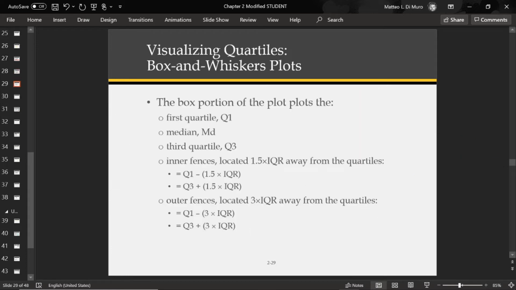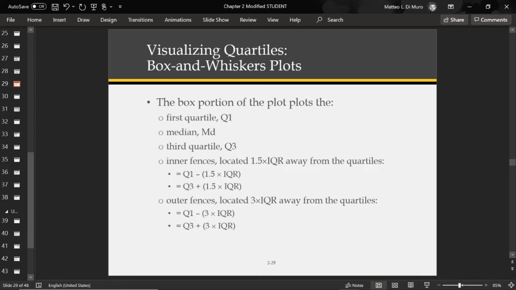Now, visualizing these things, well, there's a thing called the Box and Whiskers Plot. Now, I used to really like cats. No, not so much anymore, but it's called the Box and Whisker Plot because it kind of looks like the whiskers of a cat. So we'll see that. We'll draw a pretty cat picture. The box portion of the plot plots the first quartile, the median, and the third quartile.